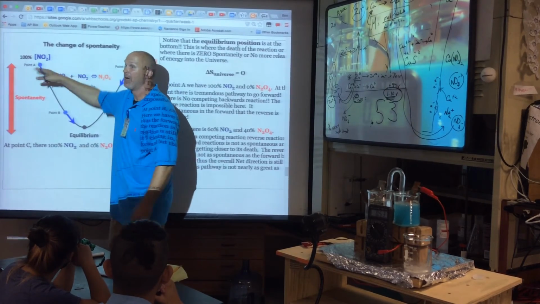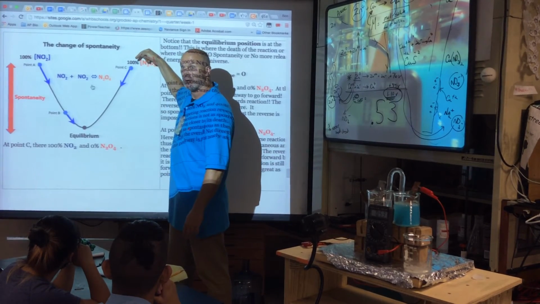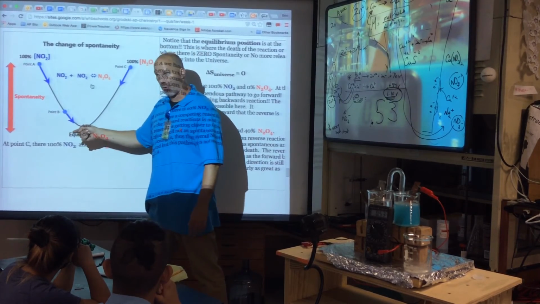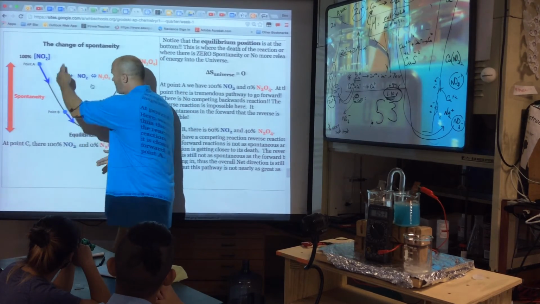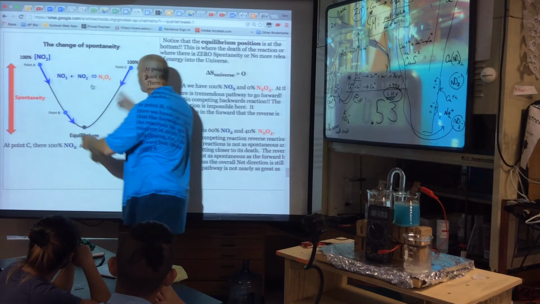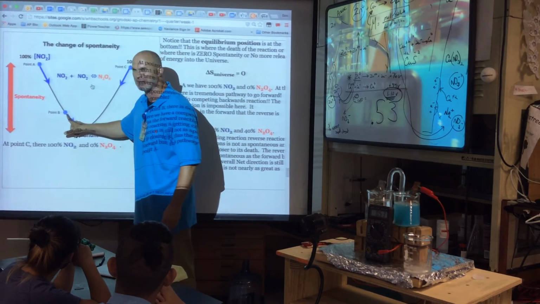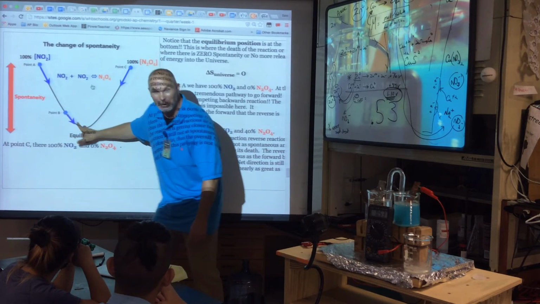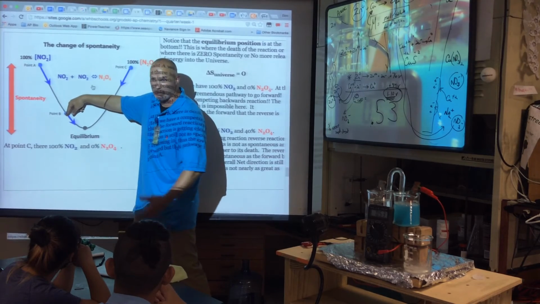So at point A, very spontaneous, which means what? The reverse is almost zero spontaneity, correct? At point B, now I'm just saying, 60% NO2 and 40% N2O4. What does that mean? Am I as spontaneous? No, because I'm closer to having no more energy dispersed. I disperse that much energy in the reaction, that pathway.